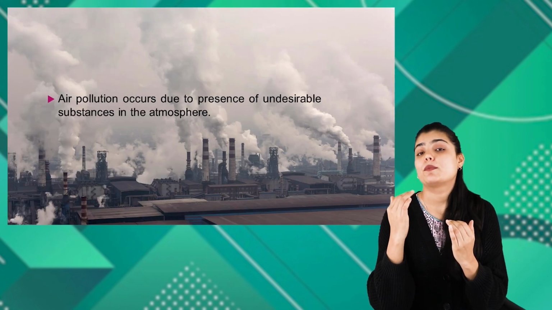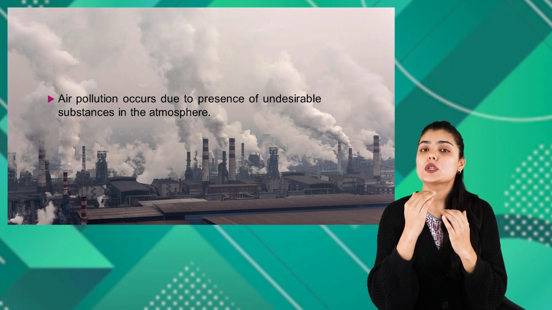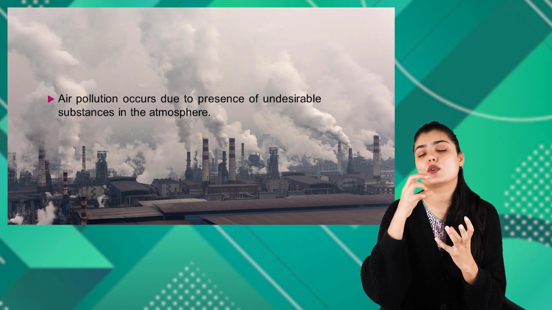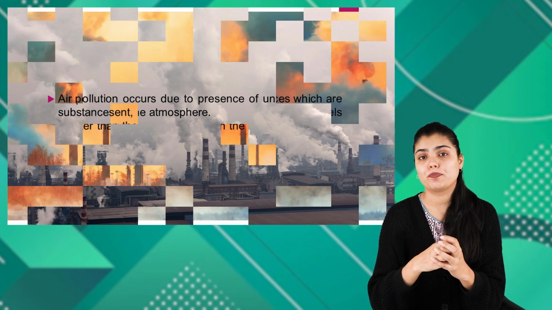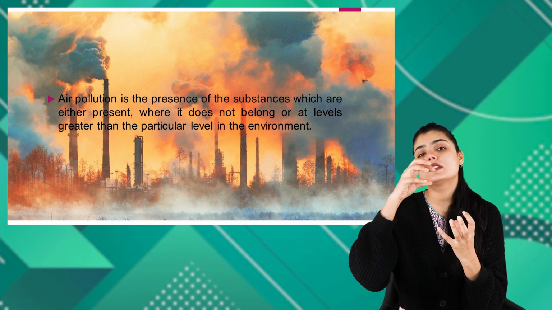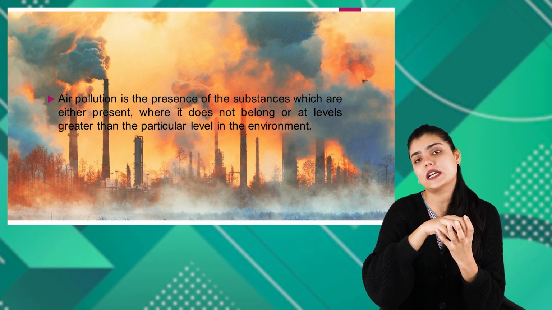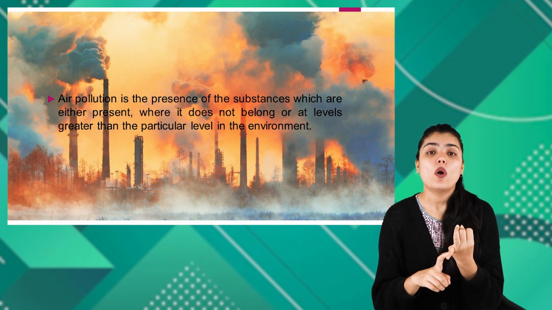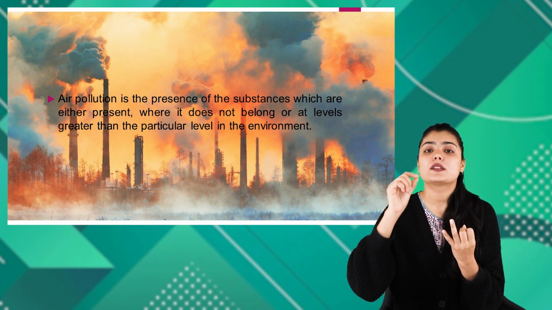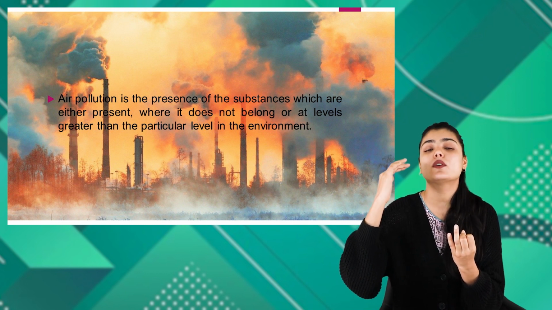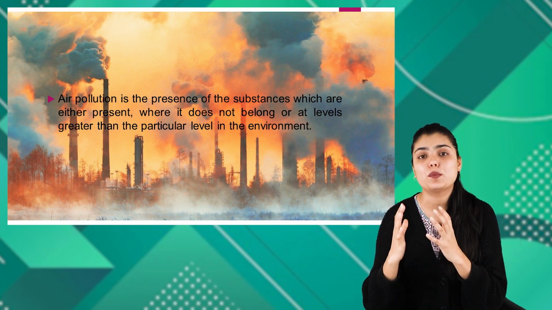But why does this air pollution occur? Now, air pollution occurs because of the presence of undesirable substances or elements in the atmosphere. We see that the substances or elements which are not supposed to be present are present. That can be one of the causes. Or sometimes the elements that are supposed to be present at a certain level are present in much higher concentration than they should be.